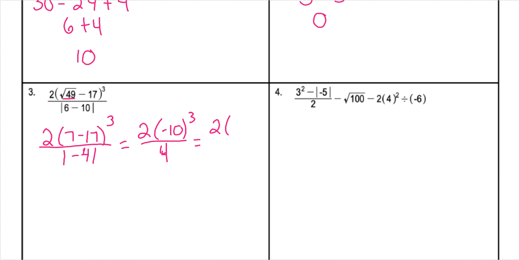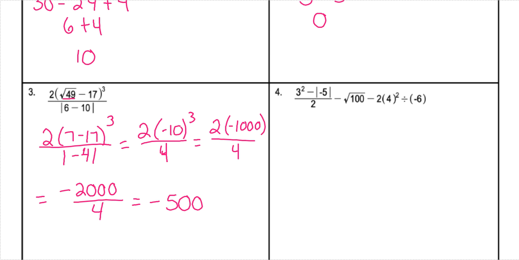After grouping symbols comes exponents. So I'm going to do negative 10 to the third power and get negative 1,000. And then I can simplify that top one more time to negative 2,000 by multiplying, and then divide it by 4 finally. So the very last thing we do is that division once we've simplified everything. When I divide that, I get negative 500.